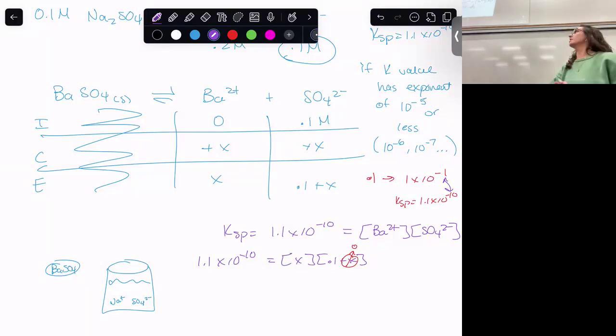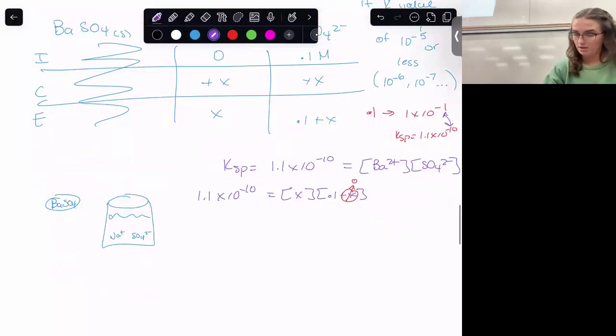Correct, right? Because we do need to form some of that X. It's not going to stay 0. A little bit is going to form, but it's not going to be enough to make a 0.1 change that much. Right, and you'll see that when we do solve for X. So disregard X.